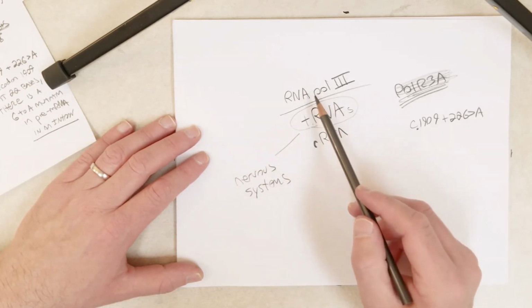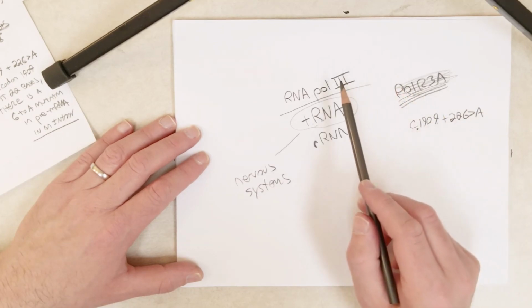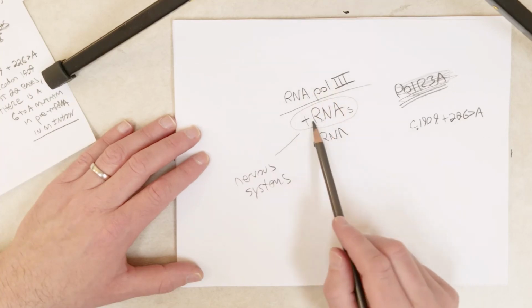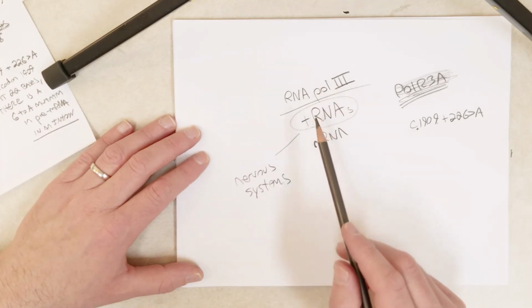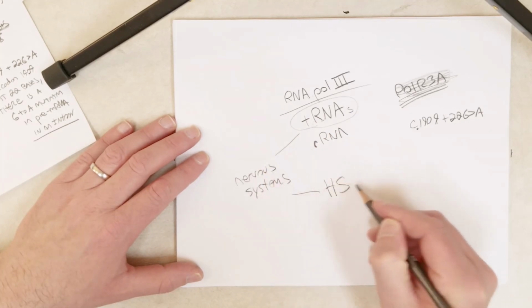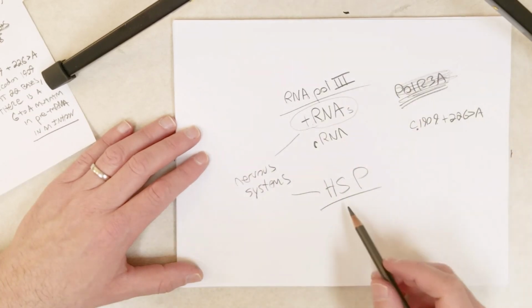So we have a connection between mutation in POLR3A, which alters the function of RNA pol 3, which is important for tRNA production, which could influence the nervous system and lead to symptoms of HSP, of which the primary symptom is difficulty walking.